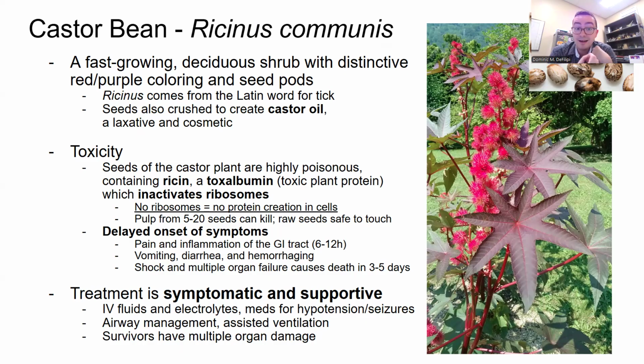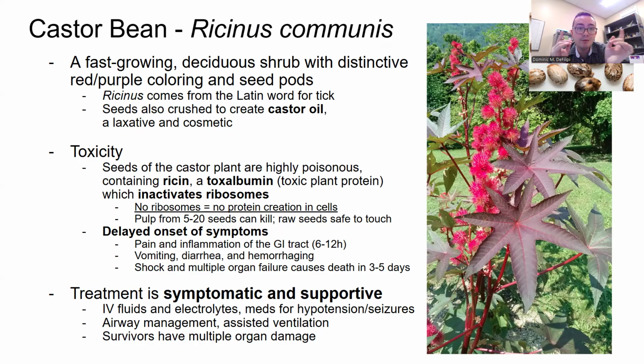And ricin, as used as a nerve agent, oftentimes in military grade, it's a cytotoxin that's used, the likes of James Bond and spy thrillers, but you could still be poisoned by it today if you did consume the pulp from 5 to 20 seeds. However, the raw seeds are safe to touch.